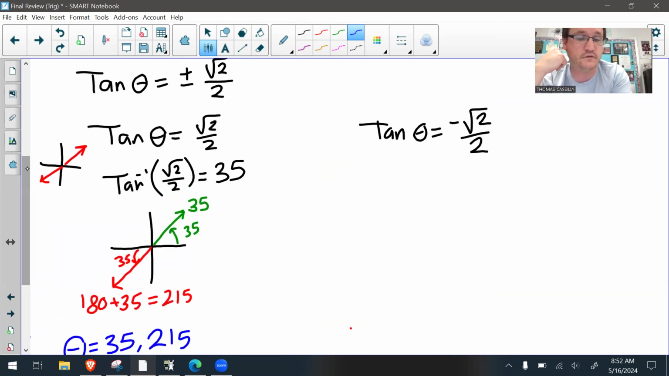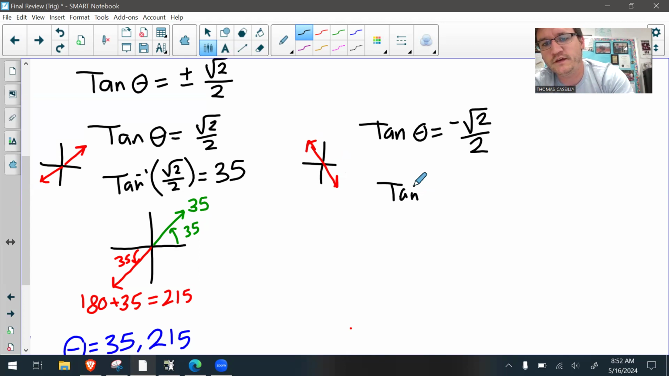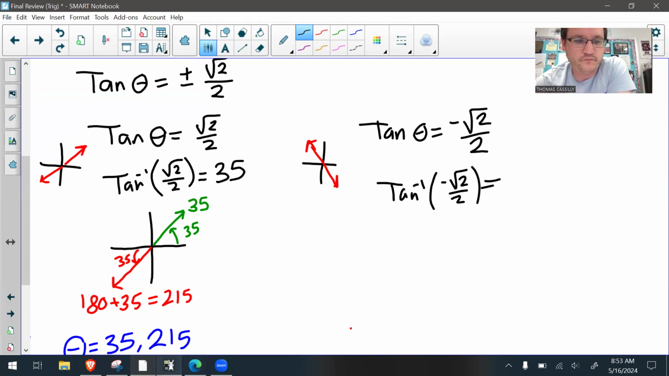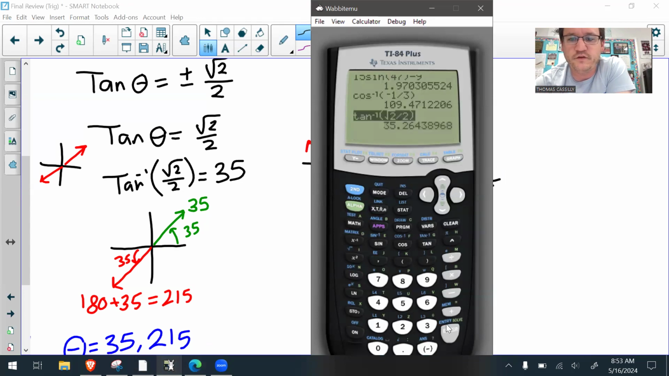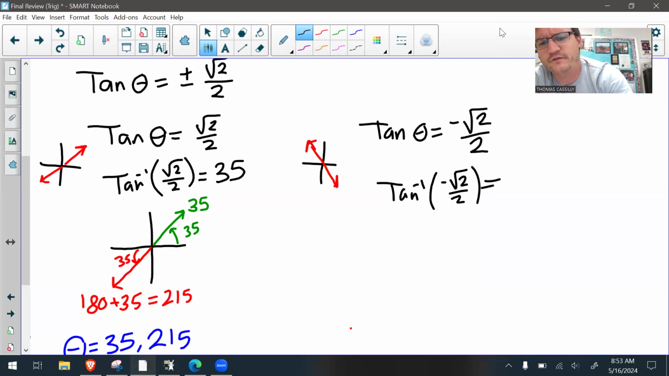But we still have to look at the negative version of this one, and we know tangent is negative in quadrants 2 and 4. Right, so both of our answers need to be in quadrant 2 and quadrant 4 on this one. So same process as before, take the inverse tangent. And we want to type this into our calculator now. So it's going to be the same thing as this. The only difference is we need that negative in the front. So I'm just going to copy and paste it down. And I'm going to put a negative sign in front. And that gives negative 26, right? Negative 35, rather, sorry.